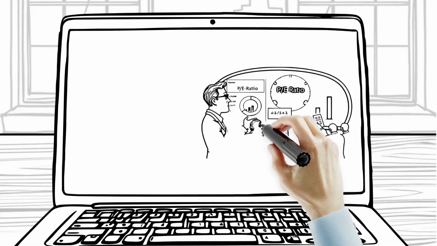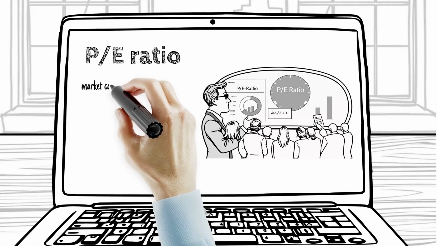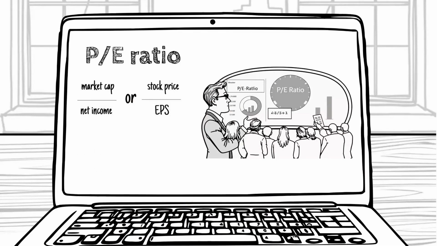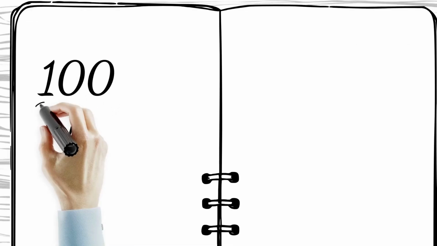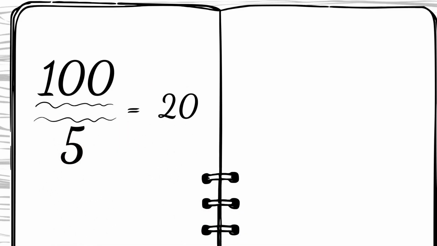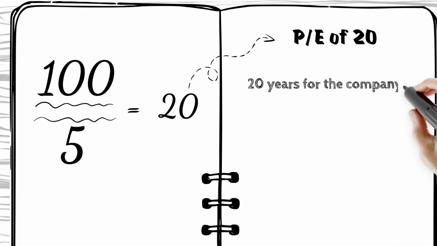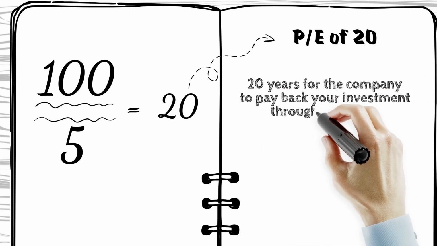The first tool in our kit is the PE ratio, or price to earnings. It's the most famous metric in finance, the stock price divided by the annual profit per share. For example, if a stock costs $100 and earns $5 a year, its PE is 20. This tells you that at the current rate, it would take 20 years for the company to pay back your investment through its profits.